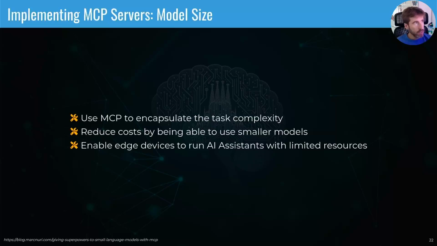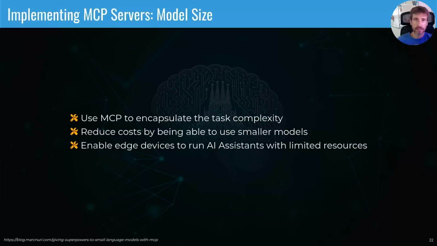So what's important here? We can leverage MCP and the MCP servers and the tools to encapsulate the task complexity, to abstract complexity away from the model. So smaller models will actually be able to perform tasks that only larger models with better training would be able to perform instead, right? So MCP actually allows smaller models to perform as if they were large language models.